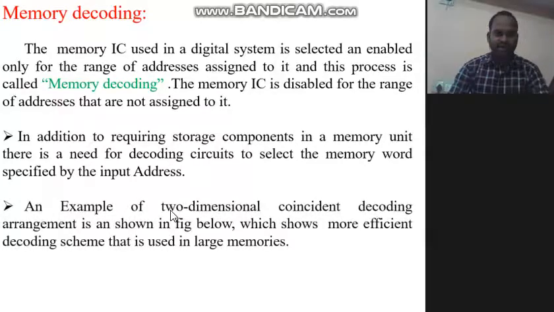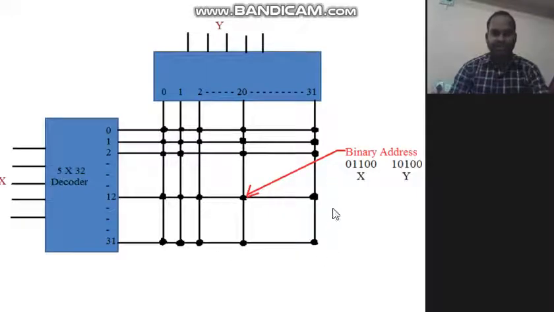An example of a two-dimensional decoding arrangement is shown in the figure below, which shows the more effective decoding scheme that is used in large memories. Here two-dimensional memory decoding is explained. Two-dimensional means x and y dimensions: the horizontal dimension is x, and the vertical dimension is y.